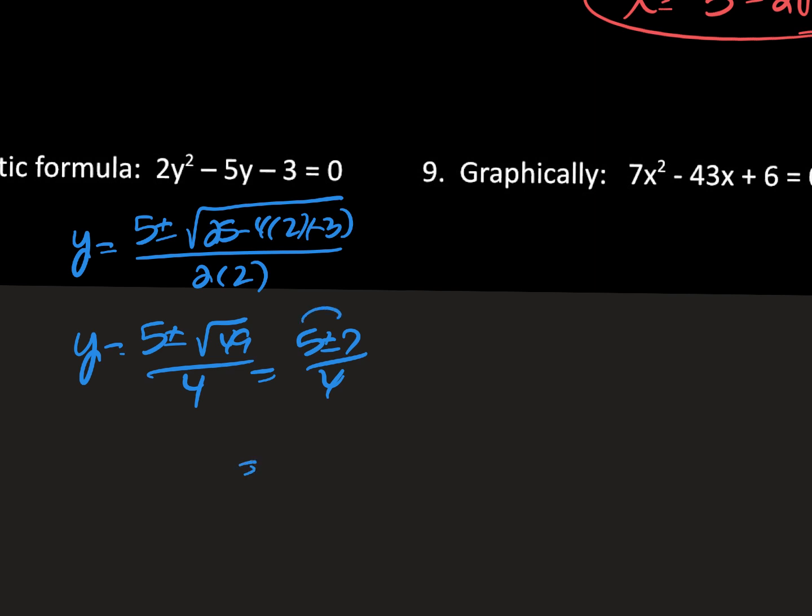5 plus 7 is 12. Divided by 4 is 3. 5 minus 7 is negative 2 fourths. Negative 2 fourths is really negative 1/2.